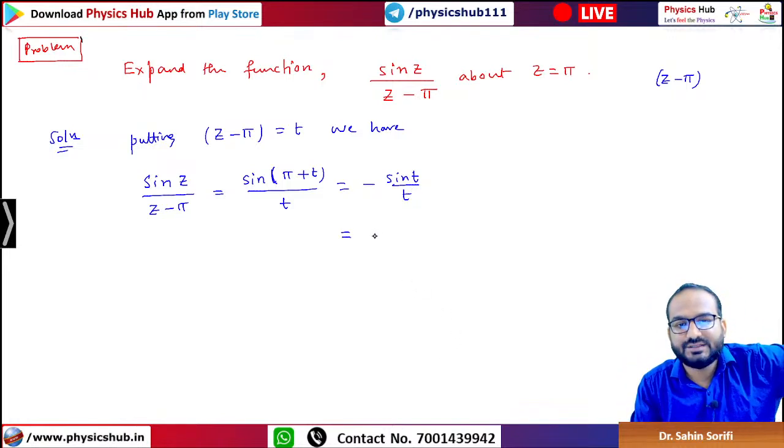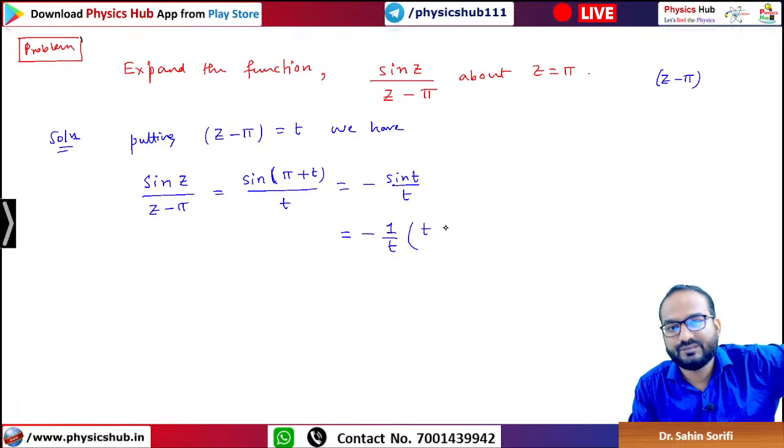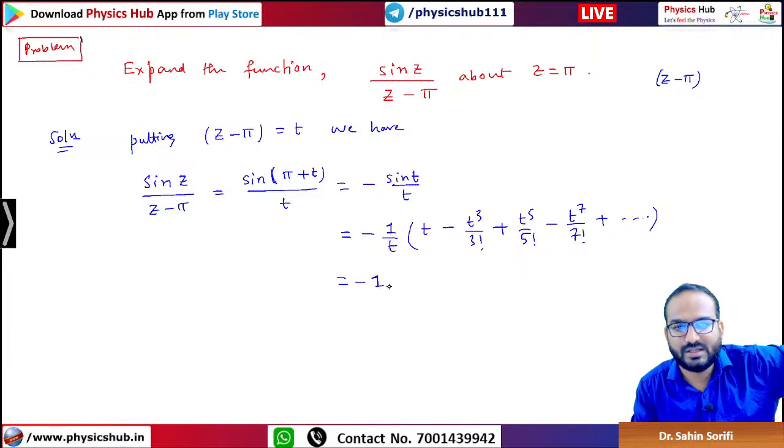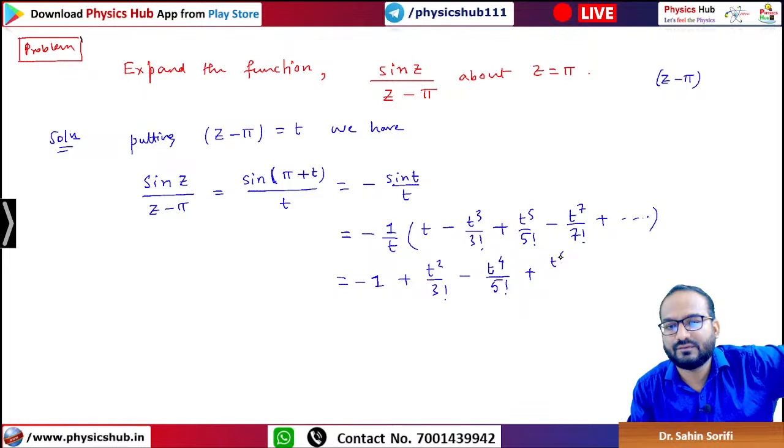Now the next process is quite straightforward. Minus 1 upon t sin t. You know the expansion of sin t: t minus t cube by 3 factorial plus t to the power 5 by 5 factorial minus t to the power 7 by 7 factorial, and so on. So this basically gives you minus 1 minus t square by 3 factorial plus t to the power 4 by 5 factorial minus t to the power 6 by 7 factorial, and so on.